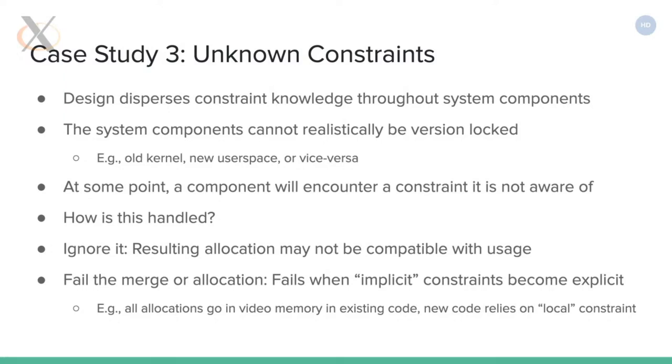So assuming you're the component that sees an unknown constraint, you can either ignore it, in which case you might still succeed allocation, but you might get something that's not actually compatible with the usage that was specified because you haven't accounted for all the constraints reported. That seems not great. The other option is to fail the merge or allocation. And this seems like it provides more robust behavior at first, but it can also fail in this corner case where you have these things that we refer to as implicit constraints that later become explicit. So let's walk through that in more detail here.